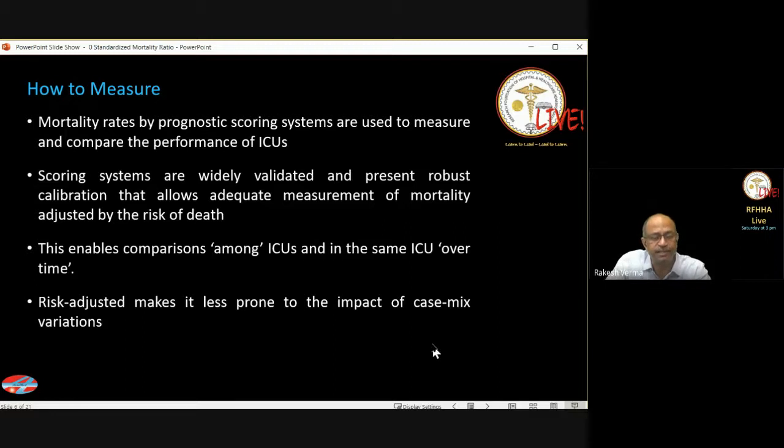So this risk adjustment, which is part of the scoring system, allows us to assess the risk and enable comparison even in such case mix situations. So that's the benefit of using the scoring systems.